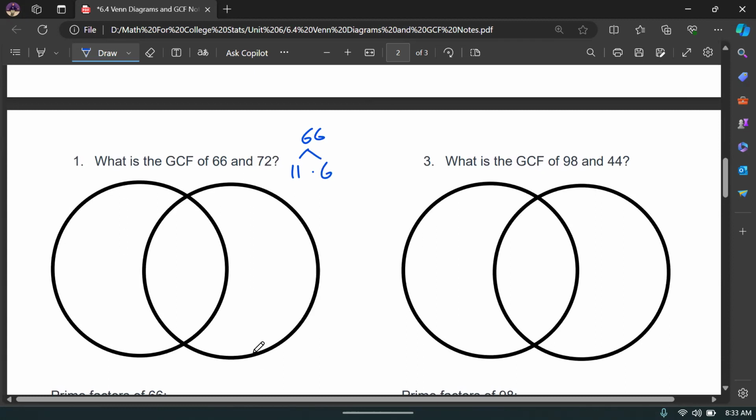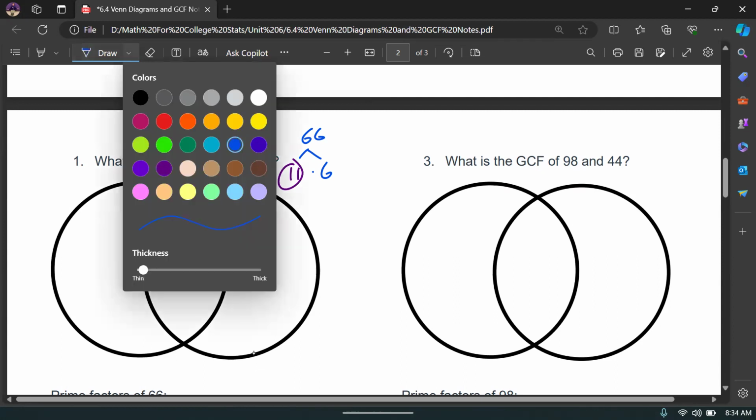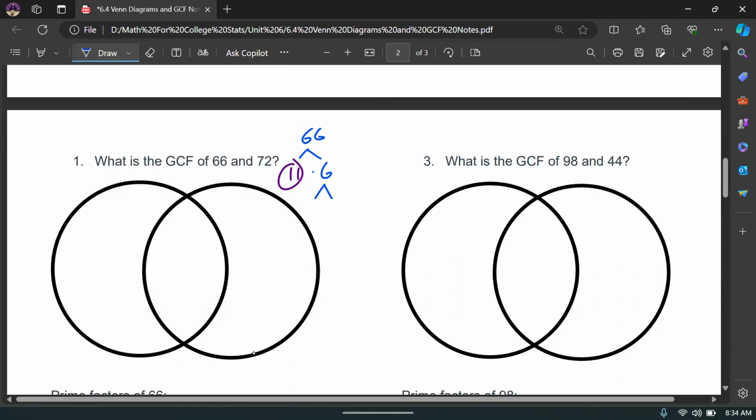Let me put this, I'm going to make this a different color. 11 is a prime factor. 11 cannot be broken down into any other number. 6, however, can get broken down into a couple numbers. It can be divided into 2 and 3. 2 again and 3 are prime factors.